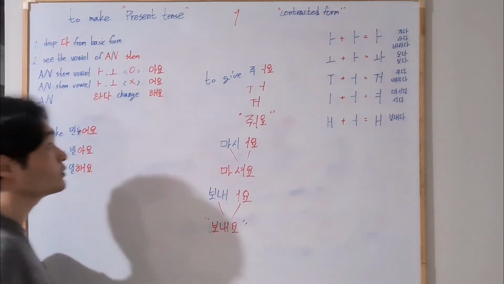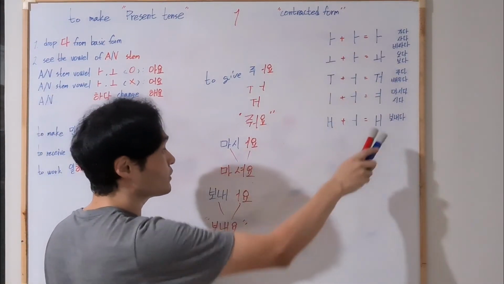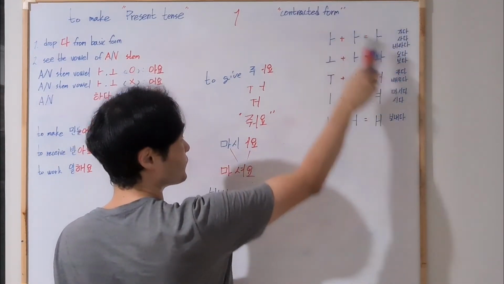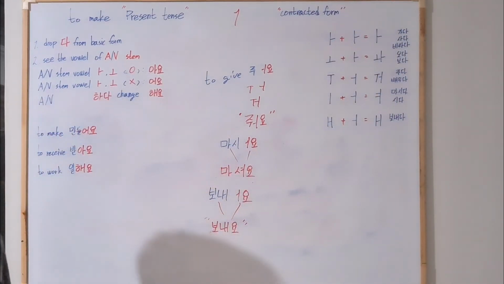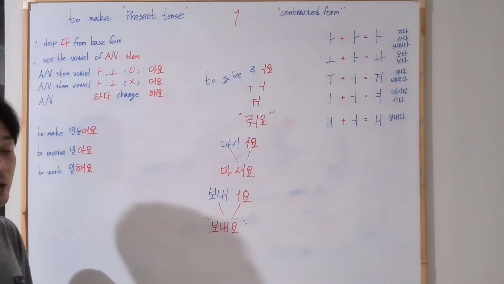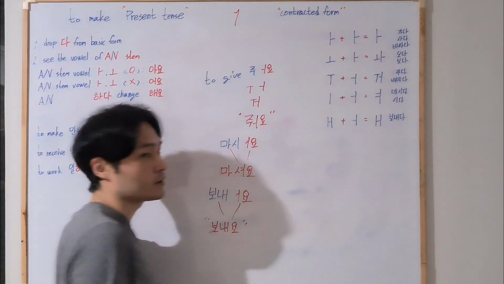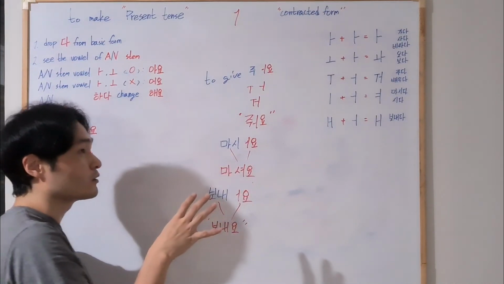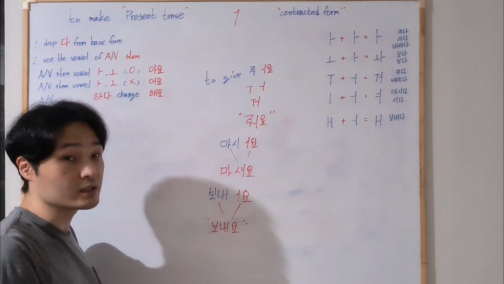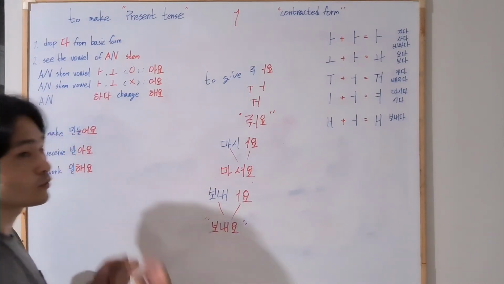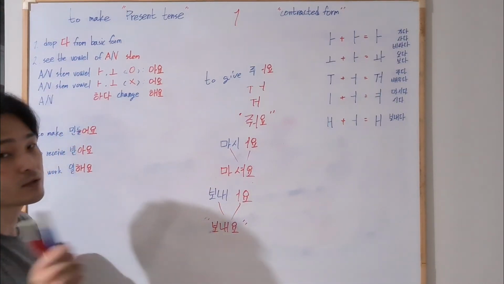So chart 1, contracted form. You have to study this one. Okay. Next time I will start irregular. Irregular is also about contraction, but there are irregular changes, like the 받침 change or vowel drop, something like this. So next time we will study irregular.